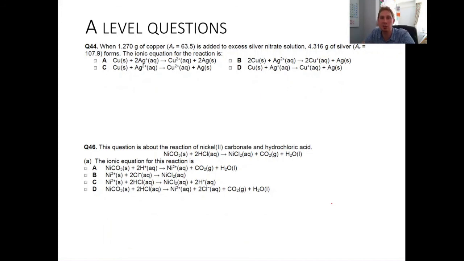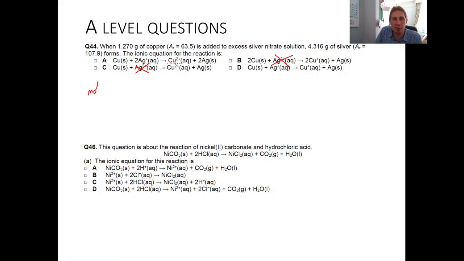When 1.270 grams of copper is added to excess silver nitrate solution, 4.316 grams of silver forms. The ionic equation is what? Now, Ag2+, I know that's wrong. So it's definitely not B or C because they have an Ag2+ ion. Let's have a look. Copper 1, copper 2+. Okay, it could be A or D. At this point, I could presume that, unless told otherwise, copper is 2+ and go for A. But actually, to really work it out, I am going to use my maths.